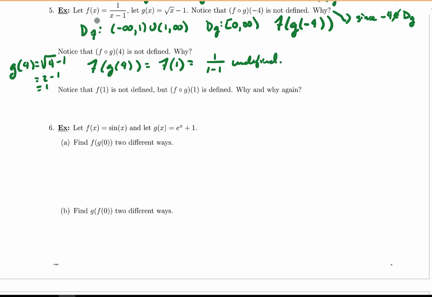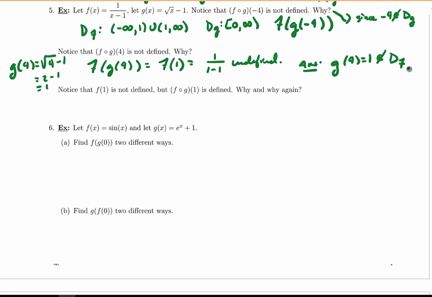So notice that this composition, f composed with g, is undefined at both negative 4 and at 4, but for very different reasons. It was undefined at negative 4 because we couldn't even do the first step. We couldn't plug negative 4 into g of x. And then the problem here is that 4, even though it's in the domain of g, gets mapped to something that's not in the domain of f. Okay? So the answer to this question is that g of 4, which equals 1, is not in the domain of f. That's the problem there.